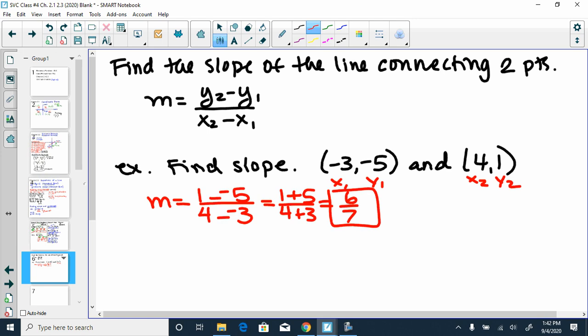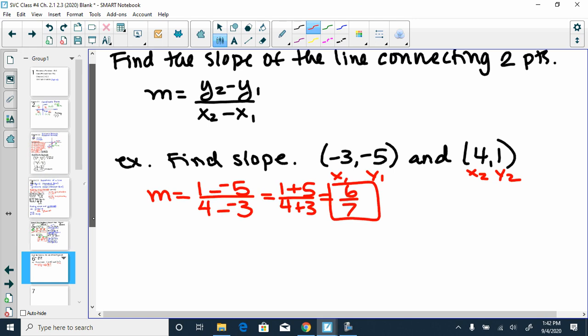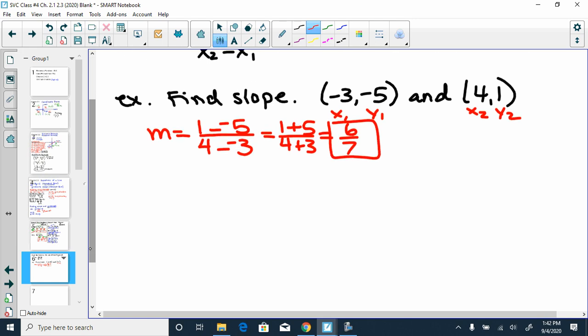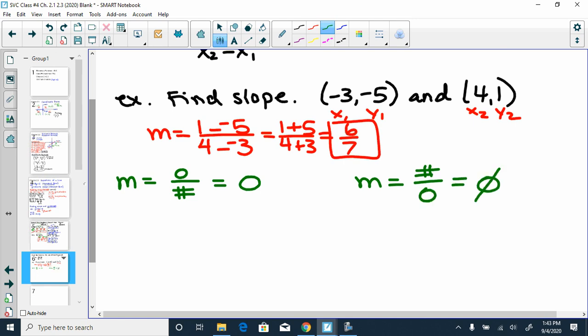Okay? And again, guys, that is a positive slope. So your slope would go up 6 over 7. So that'd be your rise and then your run. Couple things can happen when you find slope. If you end up with 0 over any number, that slope ends up being 0. If you end up with a number divided by 0, in math we cannot divide by 0, so that slope is considered to be undefined. Okay, so those are the two weird things that could happen. I do have a neat way to remember that.